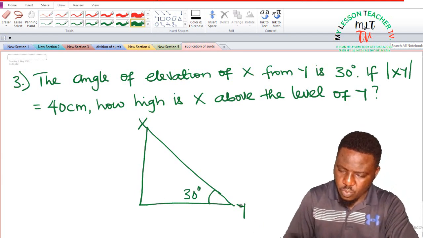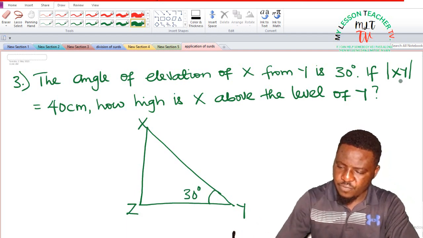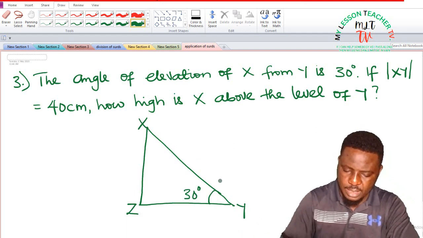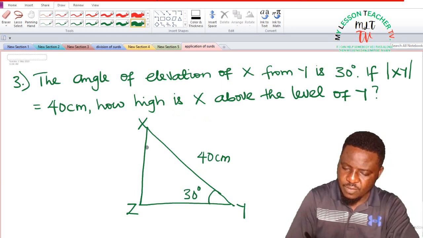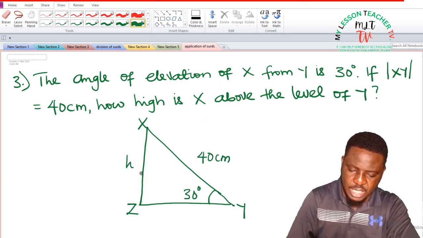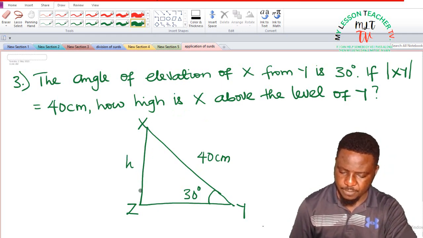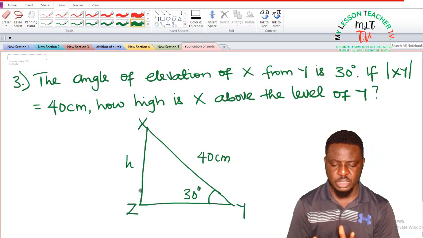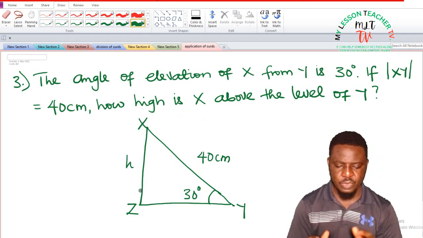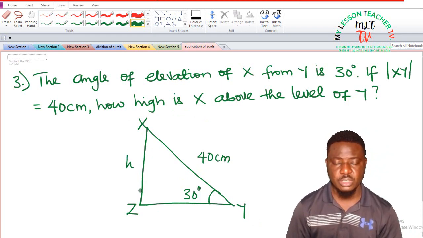So if this is X, Y, let me call this Z. If XY, which is the hypotenuse, is 40 centimeters, how high is X from the level of Y? So we are asked to find the height XZ. So this can be represented this way, and once you have gotten to this stage, you can then apply the trig ratios in getting your h.